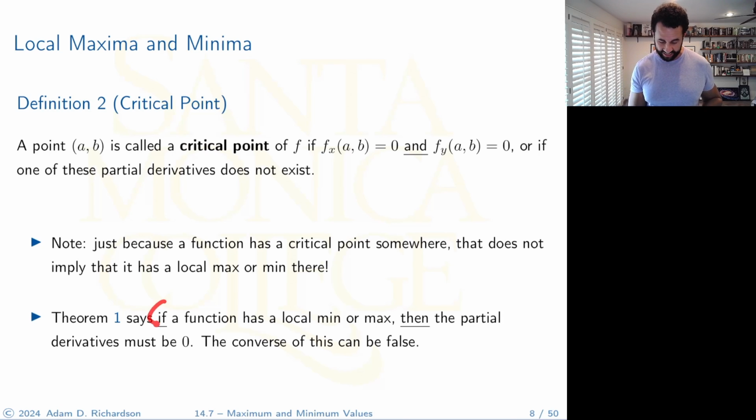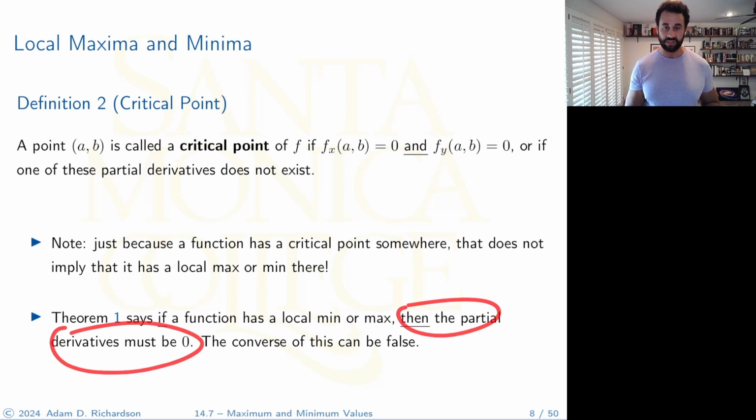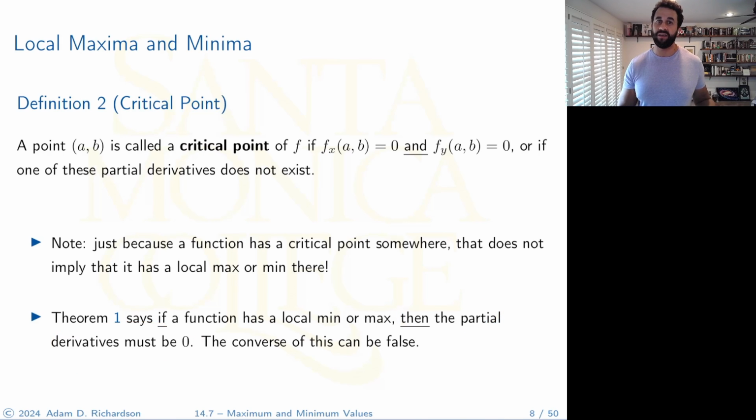Theorem 1 says if a function has a local min or a max, then the partial derivatives must be 0. So the direction is the other way than you might wish, right? This is not saying if the derivatives are 0, then you have a max or a min. It's saying if you have a max or a min, then the derivatives are 0. So it's different. Yeah, the converse can be false.